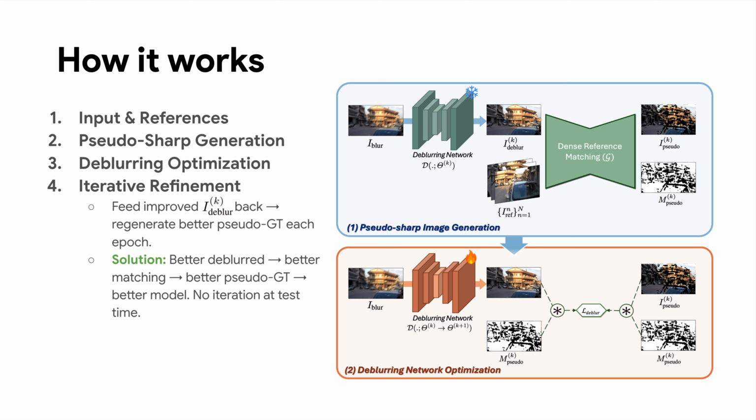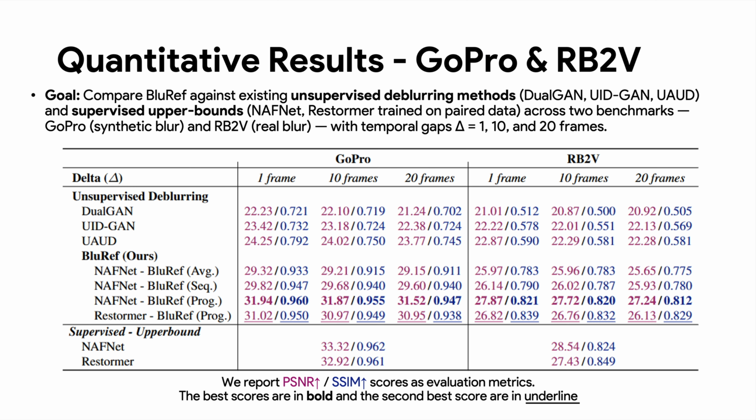After each training epoch, we take the improved deblurred output and feed it back into the dense matching module to regenerate a better pseudo-ground truth. Better deblurred image means better matching, which means better pseudo-ground truth, which means a better model. This virtuous cycle continues throughout training. And crucially, no iteration is needed at test time.